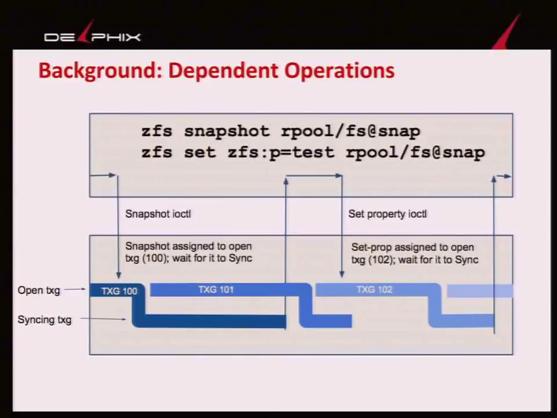If you need to do multiple operations, like you want to create a snapshot and set a property on it, then we just repeat this whole process twice. And the second operation here, the ZFS set, will come down as a different ioctl, get assigned to the next transaction group. Obviously, it's the next or later one because we had to wait for the first one to complete before we issue it.